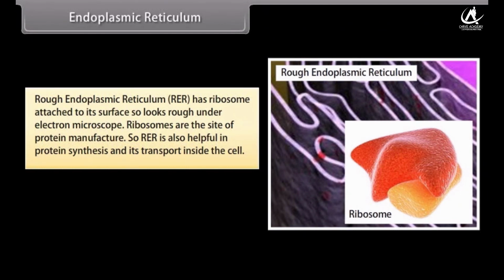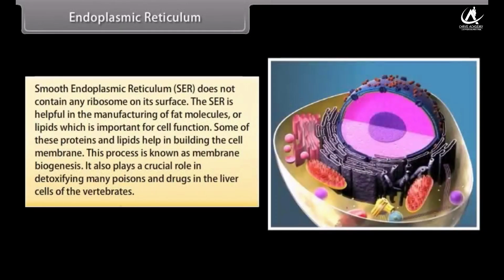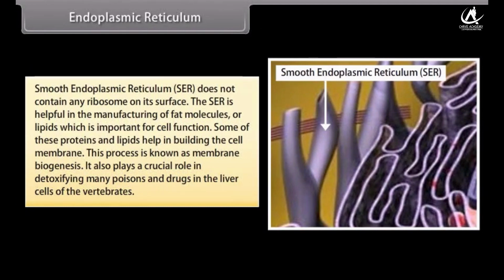Ribosomes are the site of protein manufacture, so RER is also helpful in protein synthesis and its transport inside the cell. Smooth endoplasmic reticulum, SER, does not contain any ribosome on its surface. The SER is helpful in the manufacturing of fat molecules or lipids, which is important for cell function. Some of these proteins and lipids help in building the cell membrane. This process is known as membrane biogenesis.